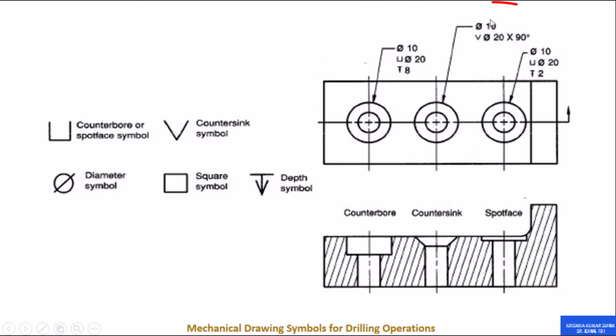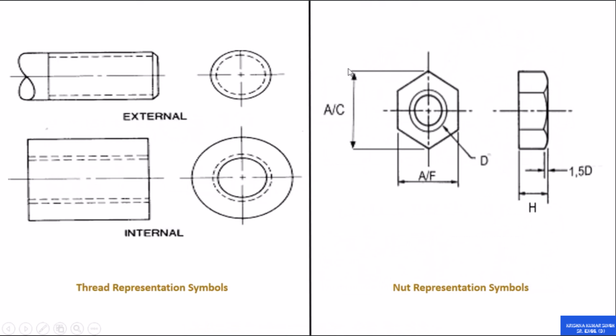You can see here this is the spot face, which is represented by a symbol similar to the counterbore symbol. You can see the difference is dark. This looks very similar, only the difference is dark. The spot faces have very less depth. This is also the schematic representation of the barracks.